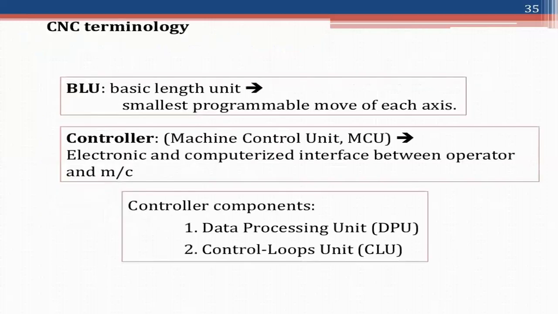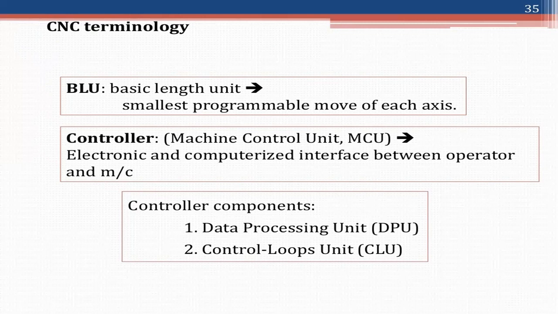CNC terminology. BLU, the basic length unit, is the smallest programmable move of each axis. The controller is the machine control unit, the electronic and computerized interface between operator and machine.